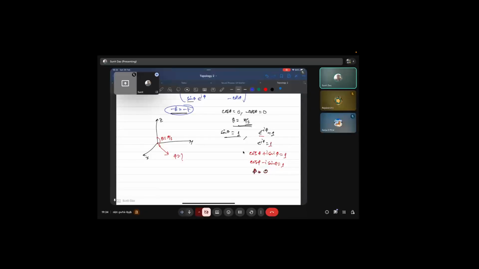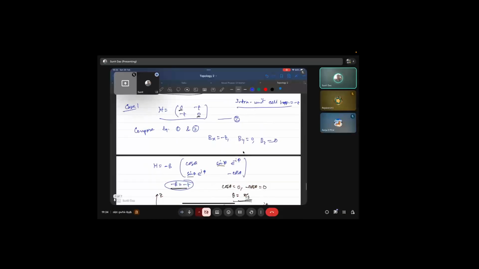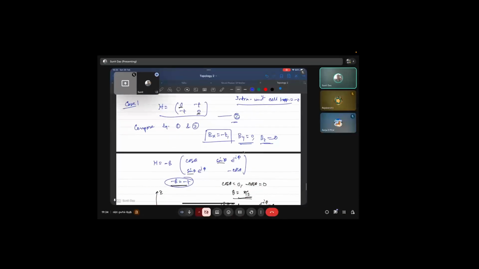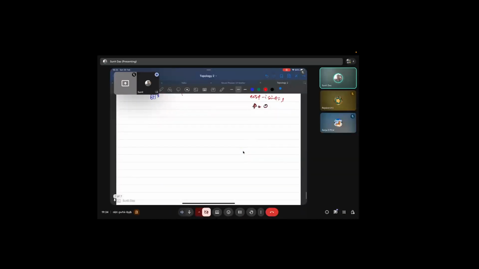That means your magnetic field is aligned along the x direction. B is parallel to x. So that's why, in this scenario, Bx is essentially minus t, By is 0, Bz is 0. So what this necessarily means is that the states for this equation 2, for case 1, you can represent in the Bloch sphere along the direction of x. Let me rephrase it.